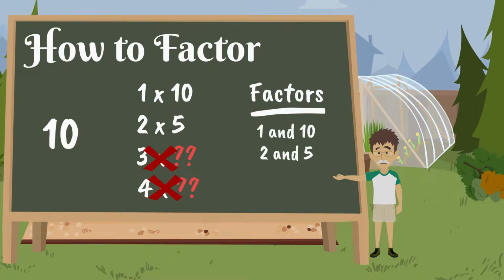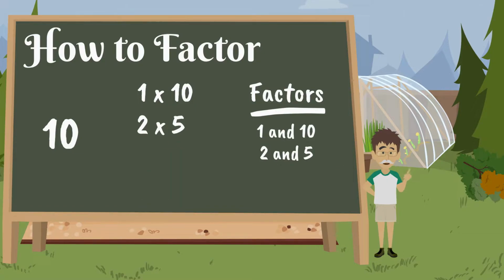Then stop. When we factor a number, we look for all the unique pairs of factors. While 5 times 2 and 10 times 1 are also equal to 10, they are the same pairs of listed factors, so they are not counted twice.